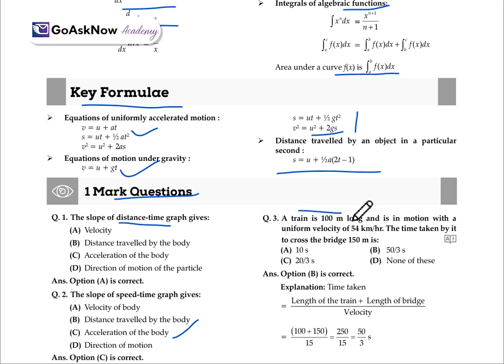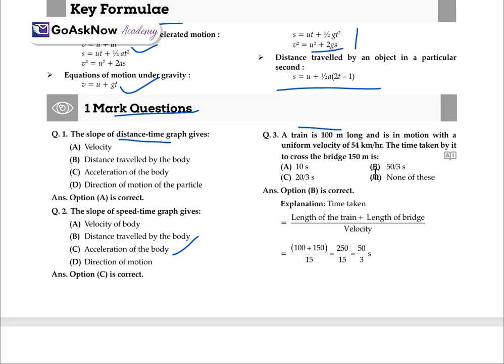See, a train is 100 meter long and is in motion with a uniform velocity of 54 km per hour. The time taken by it to cross the bridge 150 m long is? Firstly, we know that time taken is equal to the length of train plus length of bridge, whole upon velocity. Train is there, bridge is there, so obviously we need the total length, 100 plus 150, and the velocity is already there, 15 m/s. Then it will be 250 upon 15; just solve it, we get 50 by 3. So here option B will be the correct one.